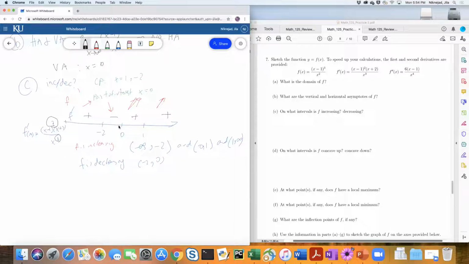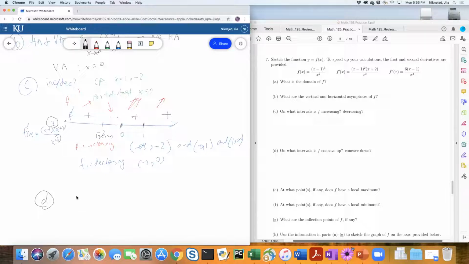So here 0 is not part of the domain, right? So no need to worry about that. Here I get a local max, and here I get nothing, right? This one is neither. So I do have a local max, but on the other one I don't have anything. So we'll come back to this, but let's move on to D.